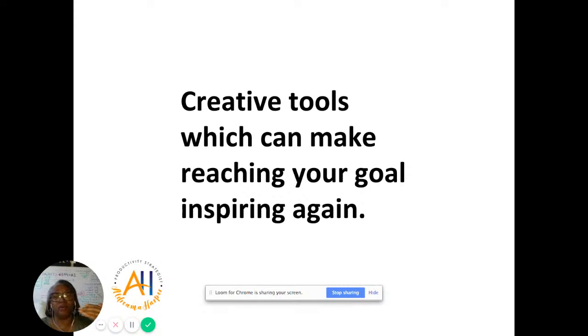What we're going to be talking about right now is I want us to explore some creative tools that can help in reaching or achieving your goals, and make the process inspiring again. If you don't get inspiration, a drive or motivation to achieve your goals, then you're not going to do anything about reaching them, right? But again, sometimes you need creative tools to help make the goal setting process inspiring. So that's what we're going to be talking about today.